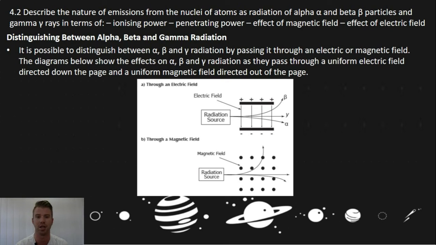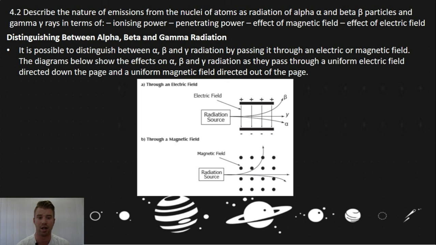Distinguishing between alpha, beta and gamma radiation in a magnetic and electric field is on this slide. It is possible to distinguish between all 3 particles by passing them through an electric or magnetic field. The diagrams below show the effects of alpha, beta and gamma radiation as they pass through a uniform electric field and a magnetic field, and you can see that there.